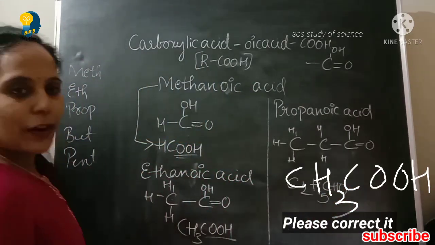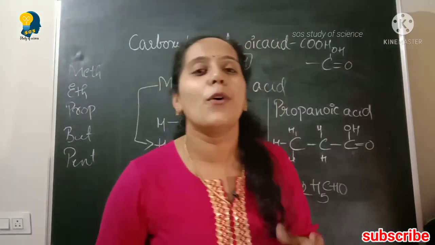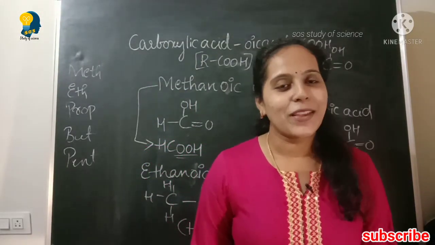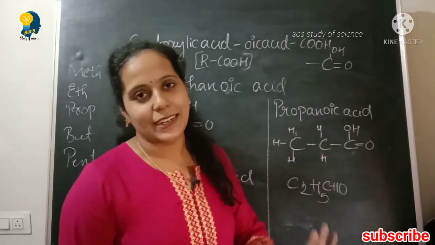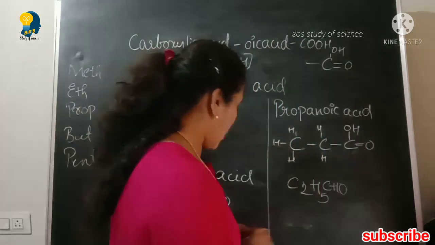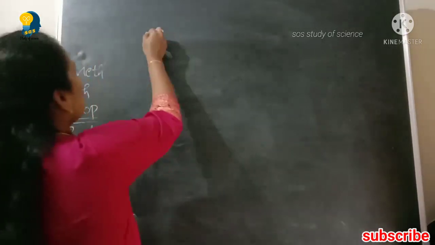You can try butanoic acid and pentanoic acid, guys. If you don't know, you can write again in the comment section. Definitely I'm going to help you. So the carboxylic acid group is now completed. Now we are moving to the ketone group. The next one is ketone.